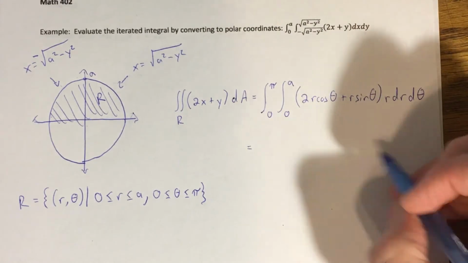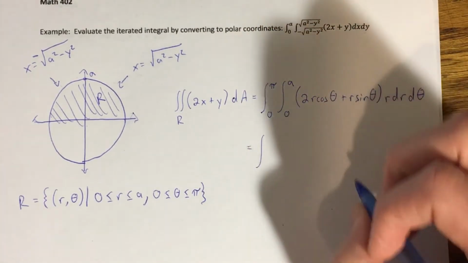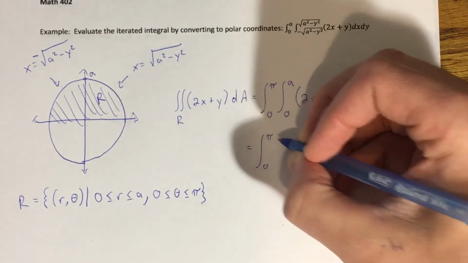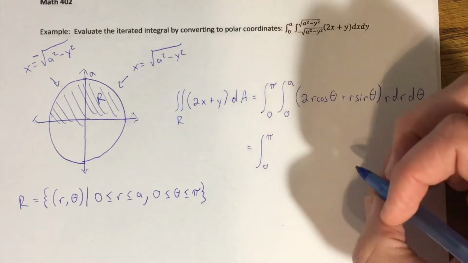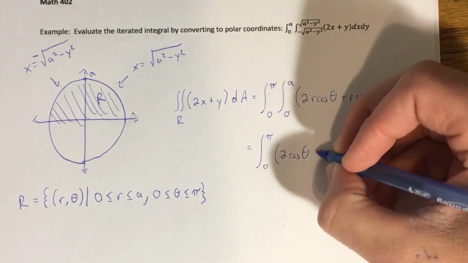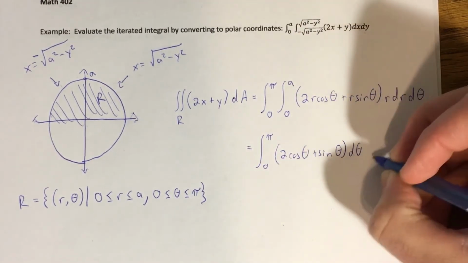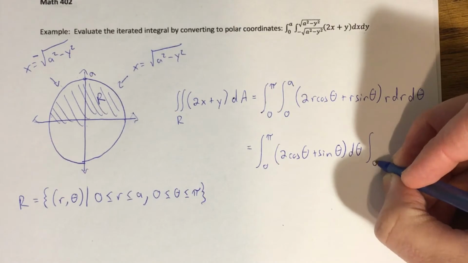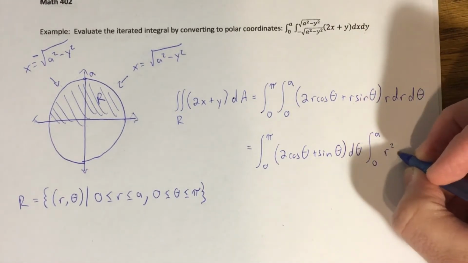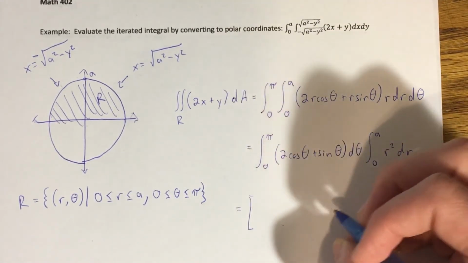So that's doable, and if we think of what we did in the first example in this section, I'm going to get my first integral from 0 to theta. It's going to look like 2 cosine of theta plus sine of theta d theta. And then the second integral goes from 0 to a, and it's going to look like r squared dr. And then it's pretty straightforward from here.